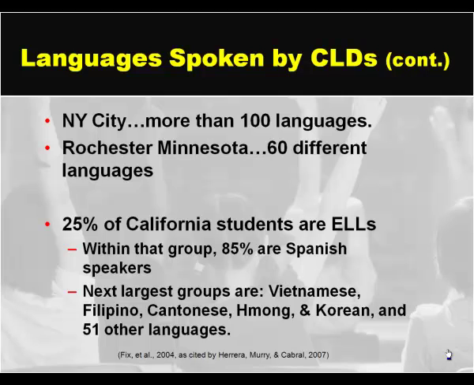New York City, more than 100 languages. Rochester, Minnesota, 60 different languages. 25% of California students are ELLs. Within that group, 85% are Spanish speakers. The next largest groups are Vietnamese, Filipino, Cantonese, Hmong, Korean, and 51 other languages.